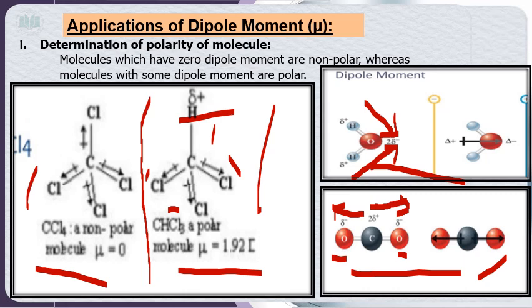From here the arrow will be directed towards carbon, right? While in all the others, the arrow will be directed from carbon towards chlorine. So it will have some dipole moment in it. The sum of the vectors will not give the value 0. It is given as 1.92 debye actually, not coulomb meters. Okay, now this is how to determine the polarity of molecules.